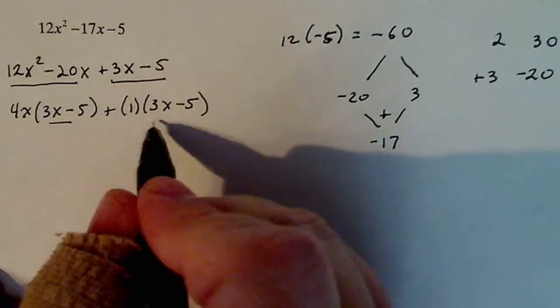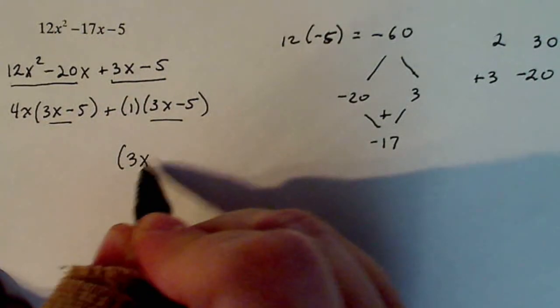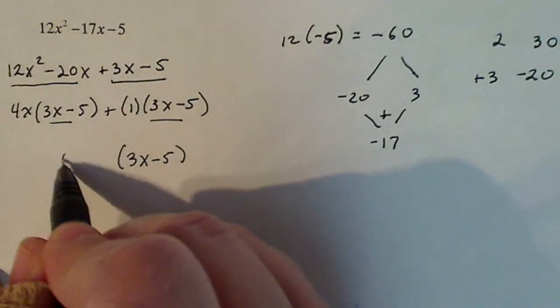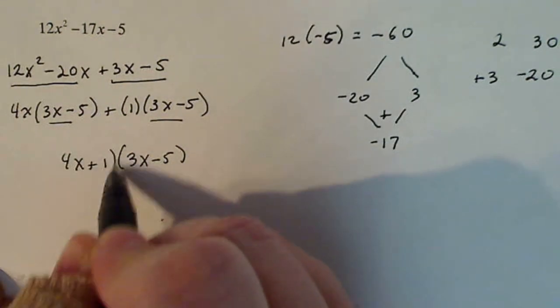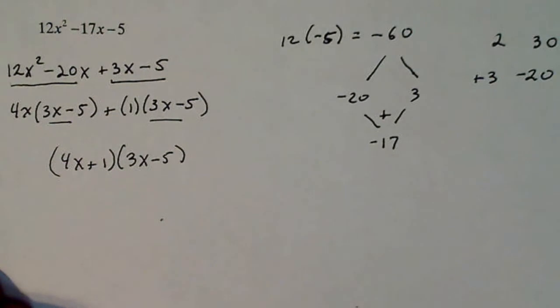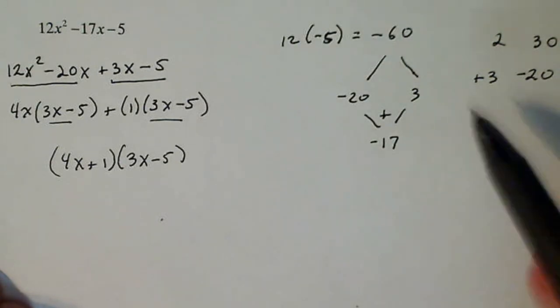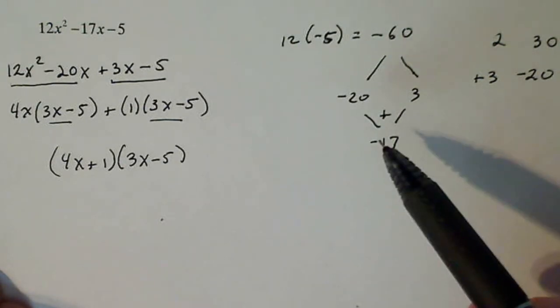Now notice that these match, which is what you want. So if I factor out 3x minus 5 out of both of these terms, I'm left with 4x plus 1. And you see how there is no guessing and checking here. The only guessing and checking that happens is over here. And it doesn't take too long messing around with your calculator to figure this out.